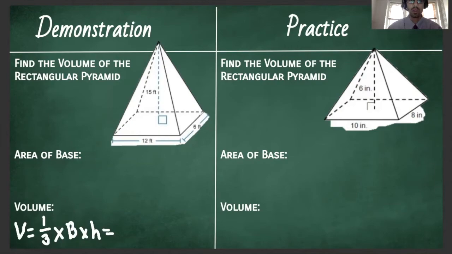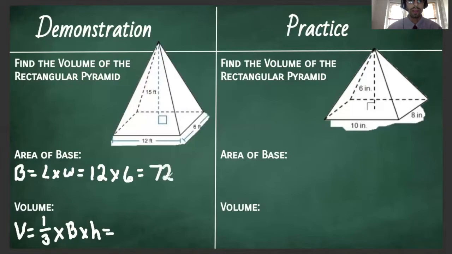In this case, what is the shape of the base? A rectangle. So I would use this formula. Area of the base is equal to length times width. What are my length and my width here of the bases? 12 and 6. If I multiplied 12 and 6, I would get 72. Okay. And since I multiplied feet by feet, my unit would be feet squared. Okay.